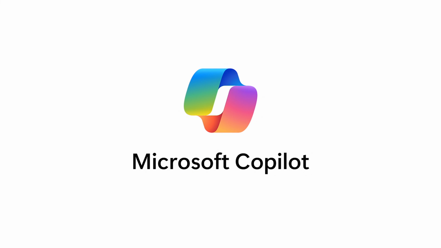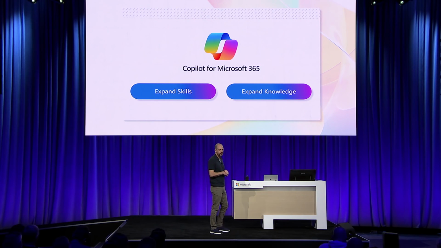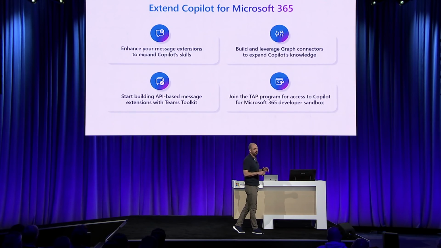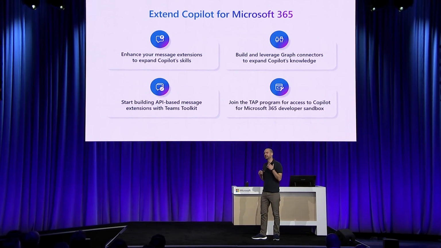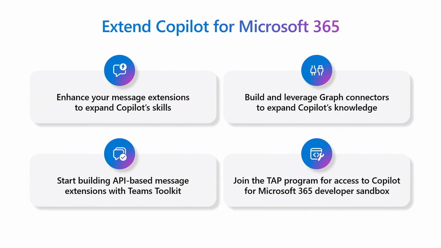All right, that was a lot. So to sum up, we've seen how to extend Copilot for Microsoft 365 with new skills and new knowledge from your line of business applications and data. We've got some calls to action for you. Build new and extend existing message extensions to bring plugins and new skills to Microsoft Copilot. Build graph connectors to enrich Microsoft Search and expand Copilot's knowledge. Try out API-based message extensions with the Teams Toolkit. And regardless of what sort of Copilot solution you're building, join the TAP program for access to the Copilot Developer Sandbox.